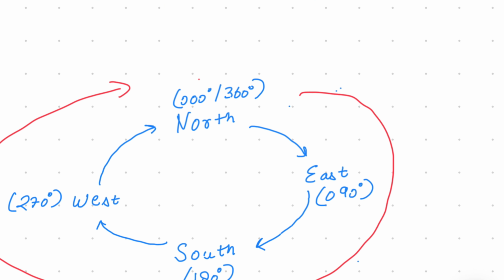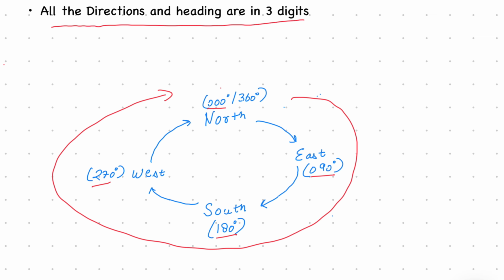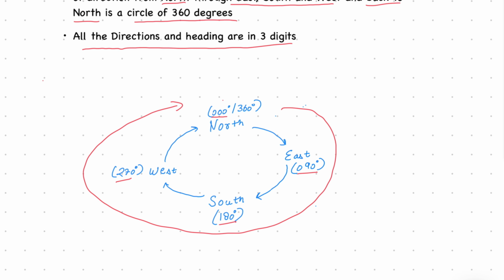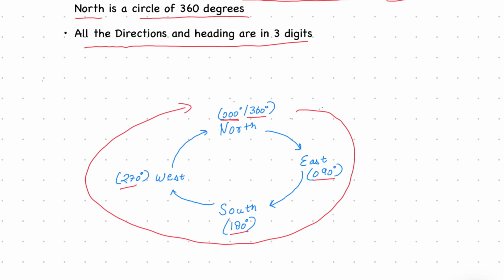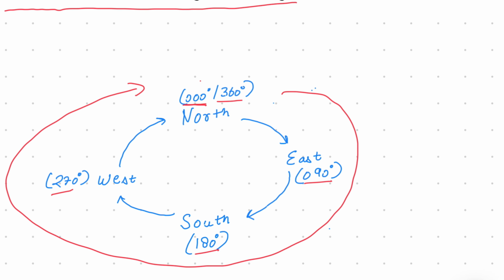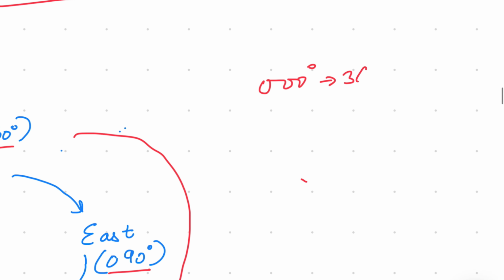It starts from 000 degree, then comes to 090 degree, 180 degree and 270 degree, and this cycle goes on. For north, it is 000 degree or 360 degree. When we start our cycle, it starts with 000 degree, and when we end the cycle, it ends with 360 degree. And as we can see, all the numbers and directions are in 3 digits. So it is 000 degree to 360 degree.